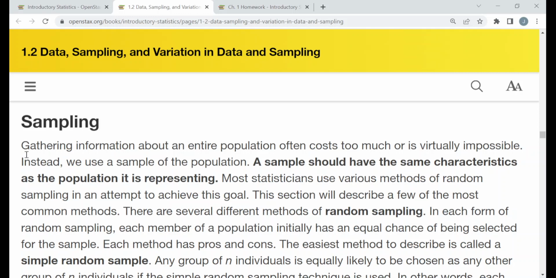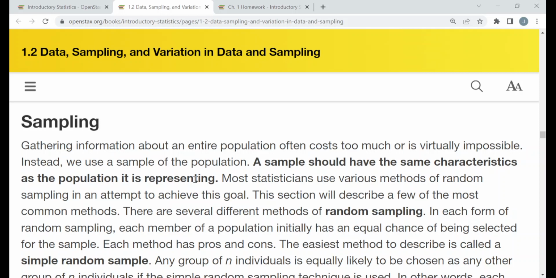Right, so not going to read the whole thing, just get through some important stuff and get to the sampling methods here in a minute and explain them as best I can. So gathering information about an entire population often costs too much or is virtually impossible. Instead, we use a sample of the population, a subcollection. And this is key. It's in bold. A sample should have the same characteristics as the population it is representing.